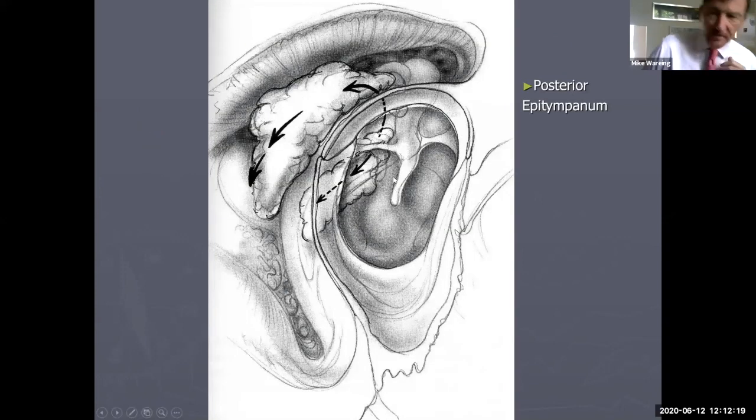So here's some imaging, some pictures, and this is the posterior epitympanum. So in the attic up here, the cholesteatoma has started, and it's gone backwards through the attic into the antrum, and really into the mastoid cavity. And then it's also gone down and underneath. So sometimes when you look at a drum, you can see under here a whitish structure, and that is the sac of cholesteatoma.